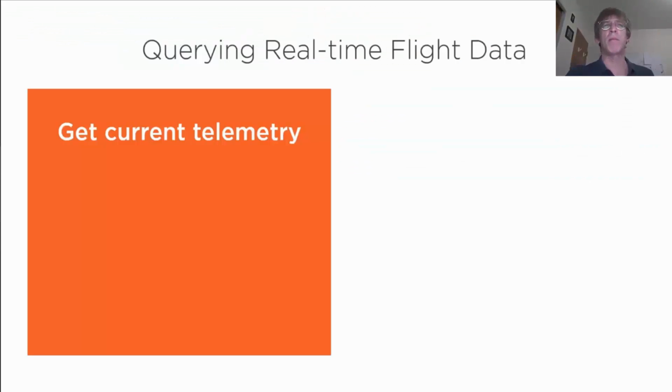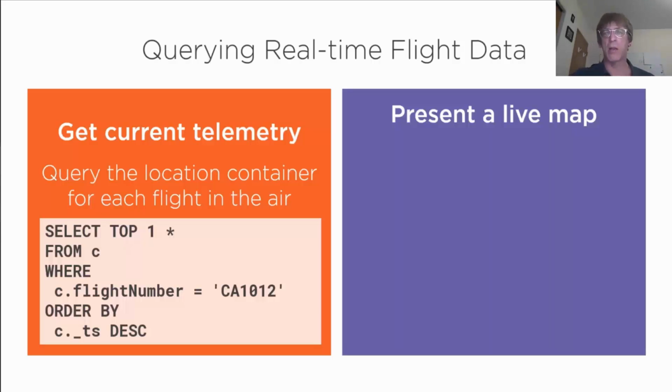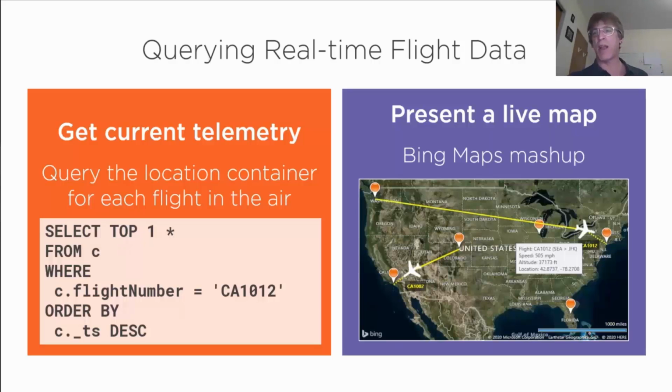Our next requirement, querying real-time flight data. That should be easy, right? It's all inside that location container. We can do a top one query like this for any flight, ordered by that timestamp descending. Top one should give me the latest document per flight, and that should be able to do a map like this, right?